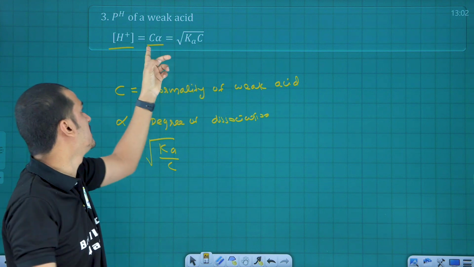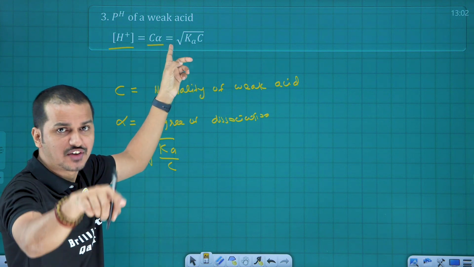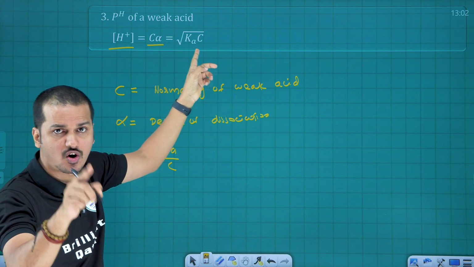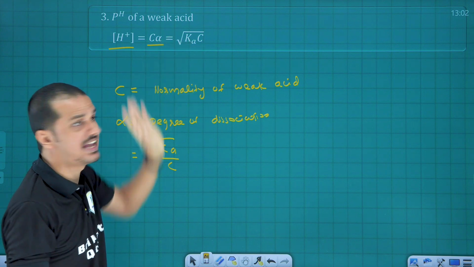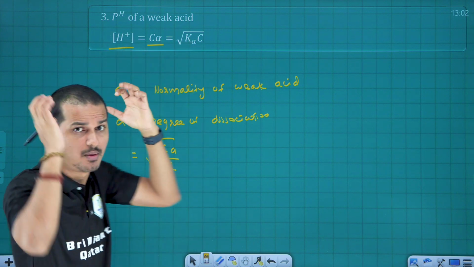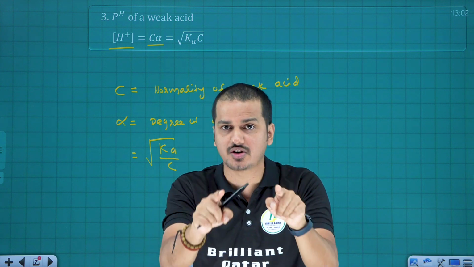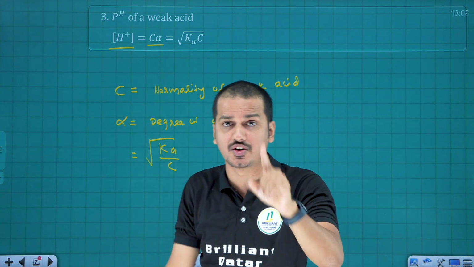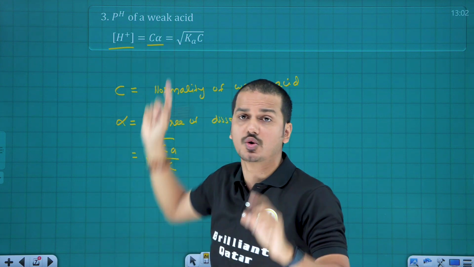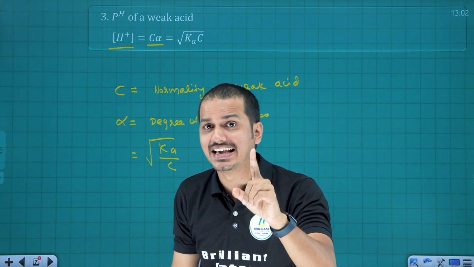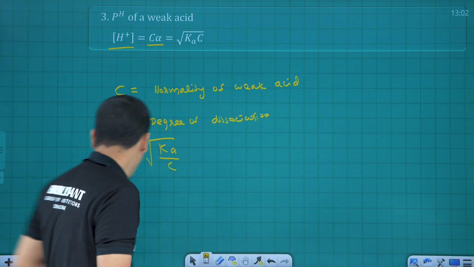If alpha is given, you can use C alpha. If Ka is given, where Ka is the dissociation constant of the weak acid, use root KaC. That's the way we have to remember. So for the pH of a weak acid, whenever you are calculating, the concentration of H plus is equal to C alpha. Don't forget about alpha, or else root of KaC. Now let's look at one example.